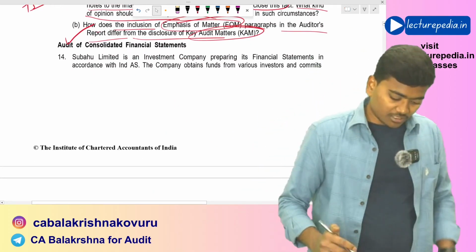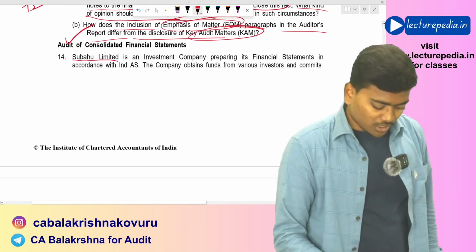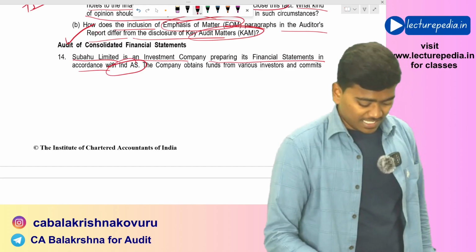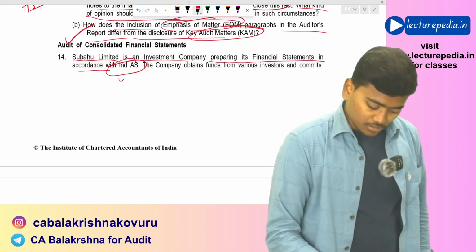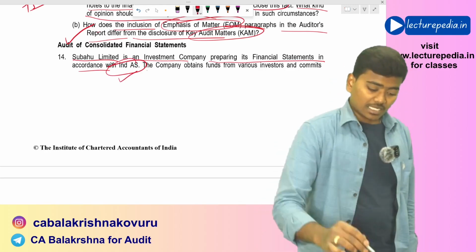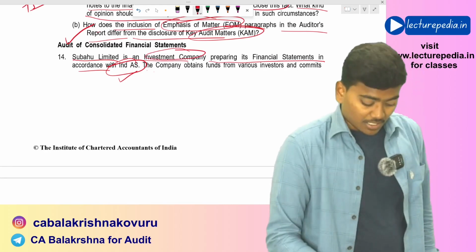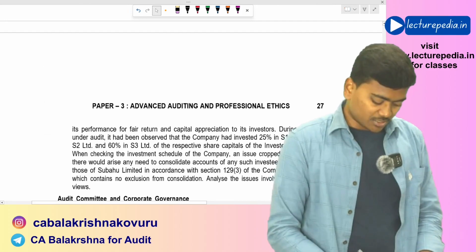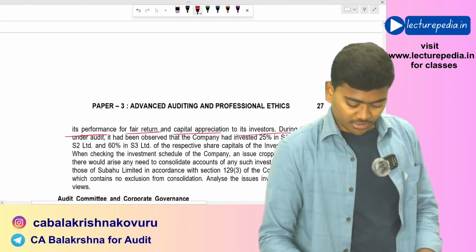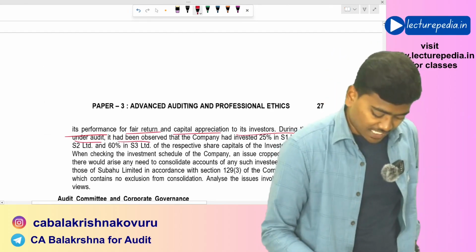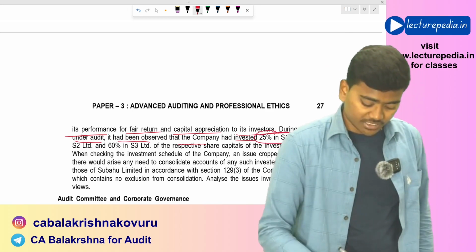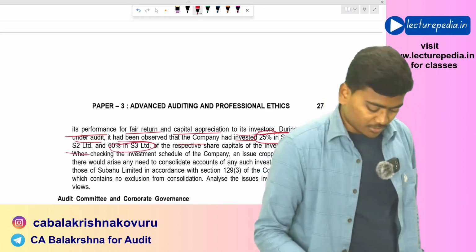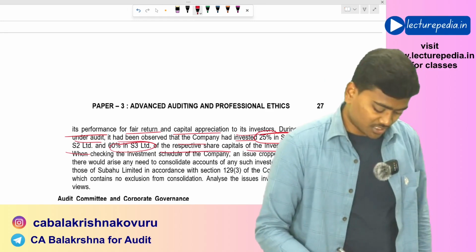Next, question number 14. Subahu Limited is an investment company preparing its financial statements in accordance with Ind AS. Okay. Financial statements are prepared as per Ind AS, and it is an investment company. Remember that. The company obtains funds from various investors and commits its performance for fair return and capital appreciation to its investors during the year under audit. It has been observed that the company has invested 25% in S1 Limited, 50% in S2 Limited, 60% in S3 Limited of the respective share capitals of the investee companies.